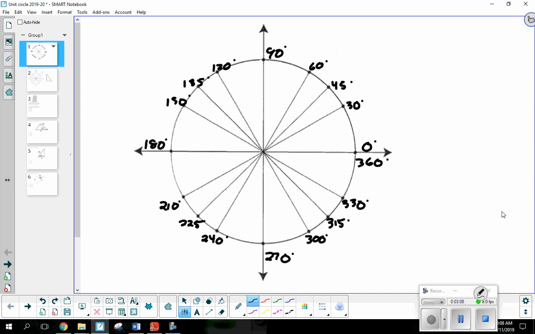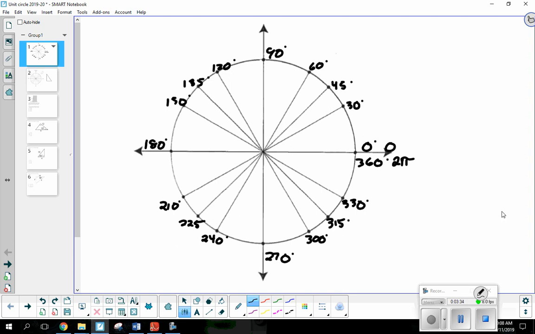Okay, so typically nobody has any problems with the degree measures. Are there any questions on that? Okay, the degree measures are these 16 points. All right. Well, the next part, let's talk about what the radian measure is at the same locations. All right, so we know we start at 0 radians. 1 full revolution is 2 pi radians. So let's go ahead and fill in what we know.